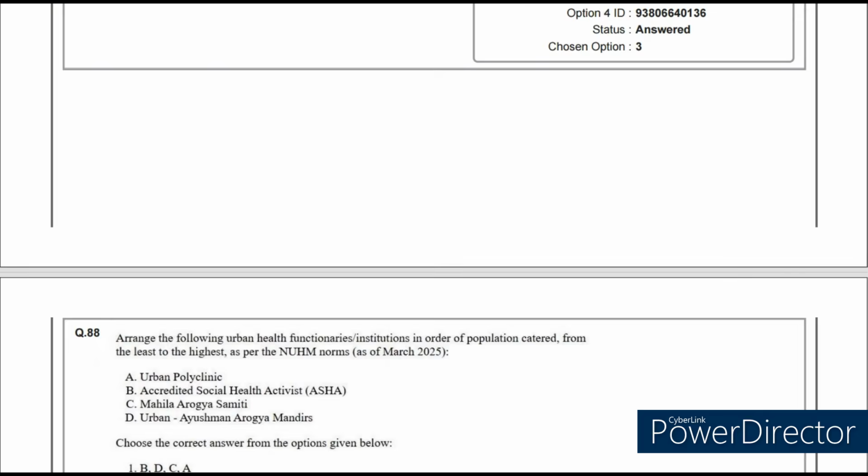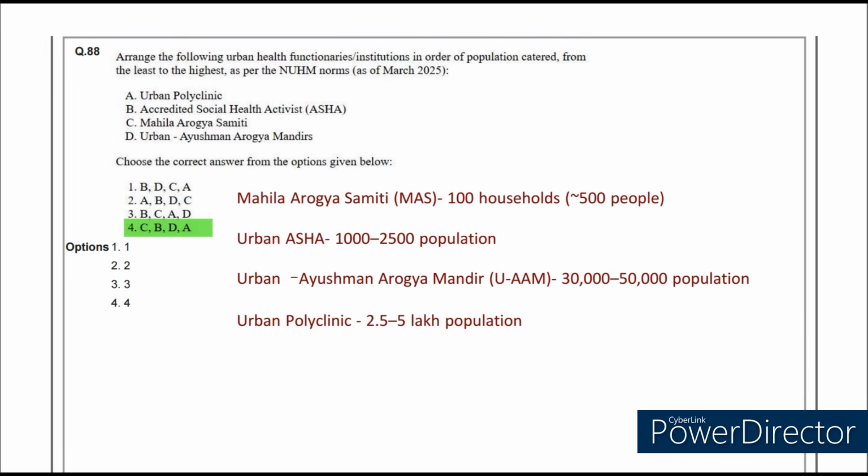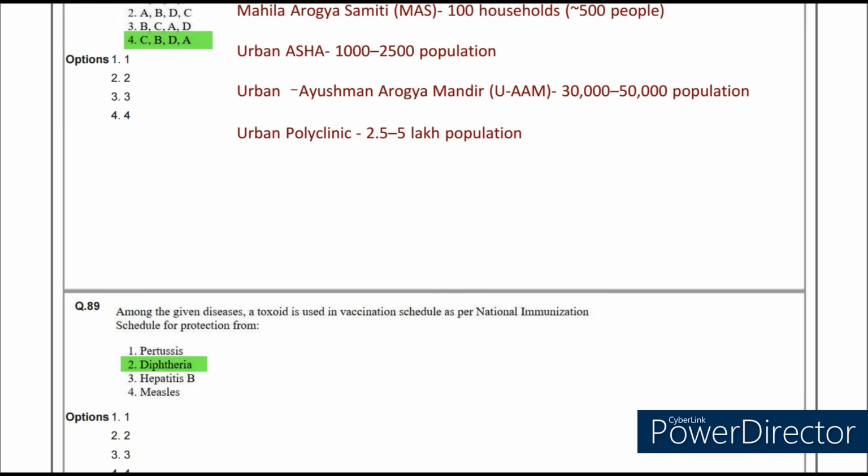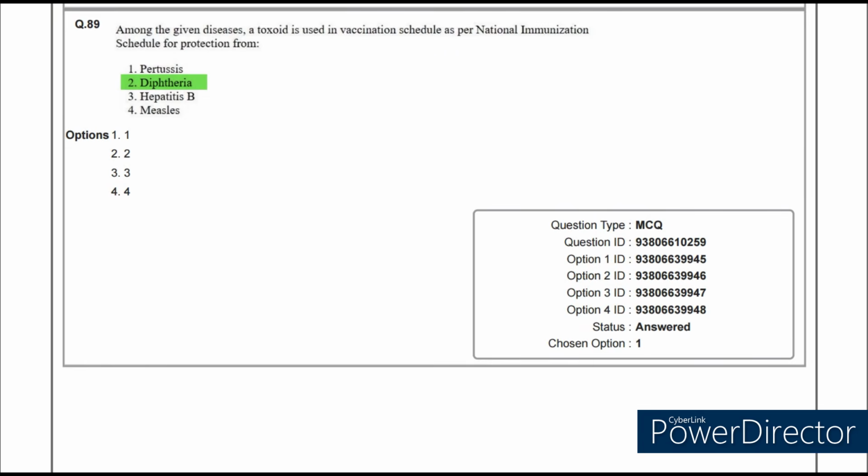Now coming to question number 88, they are asking to arrange in the order of population catered. So that is from Mahila Arogya Samiti followed by Asha, Urban Ayushman Arogya Mandir and Urban Polyclinic. So I have given the population covered in the below table. Please go through it.